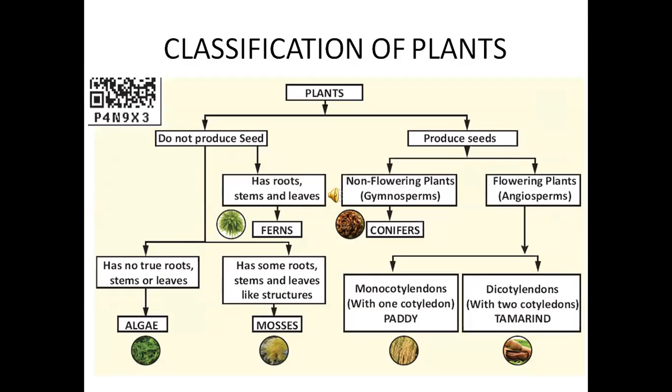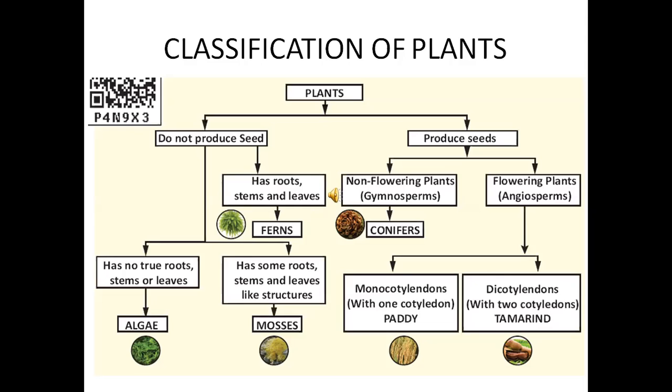In classification of plants, there are two types: those that do not produce seeds and those that produce seeds. Those that do not produce seeds may have roots, stems, and leaves, or have no true roots, stems, or leaves, or have some root, stem, and leaf-like structures. For example, ferns have true roots, stems, and leaves; algae have no true roots, stems, or leaves; and mosses have some root, stem, and leaf-like structures. Plants that produce seeds, unlike non-flowering plants, are gymnosperms and angiosperms.